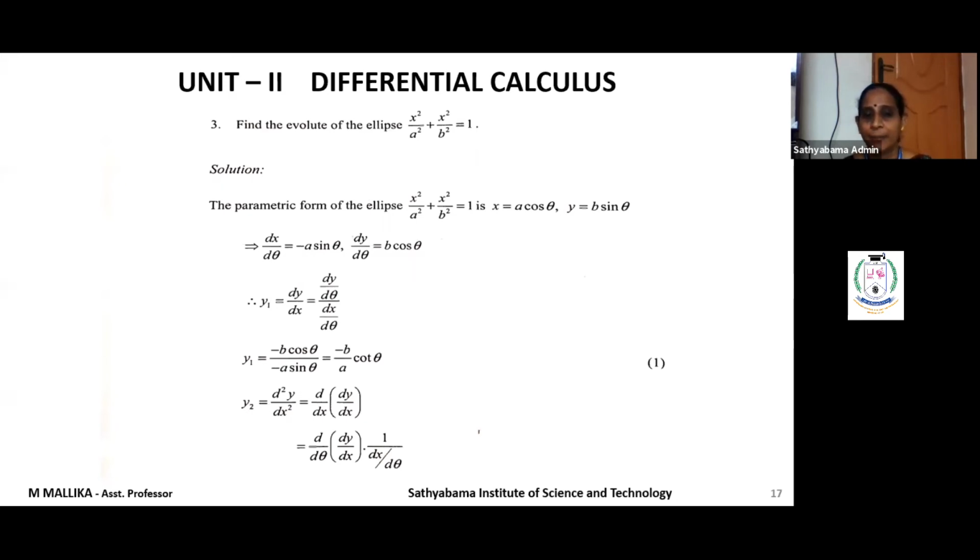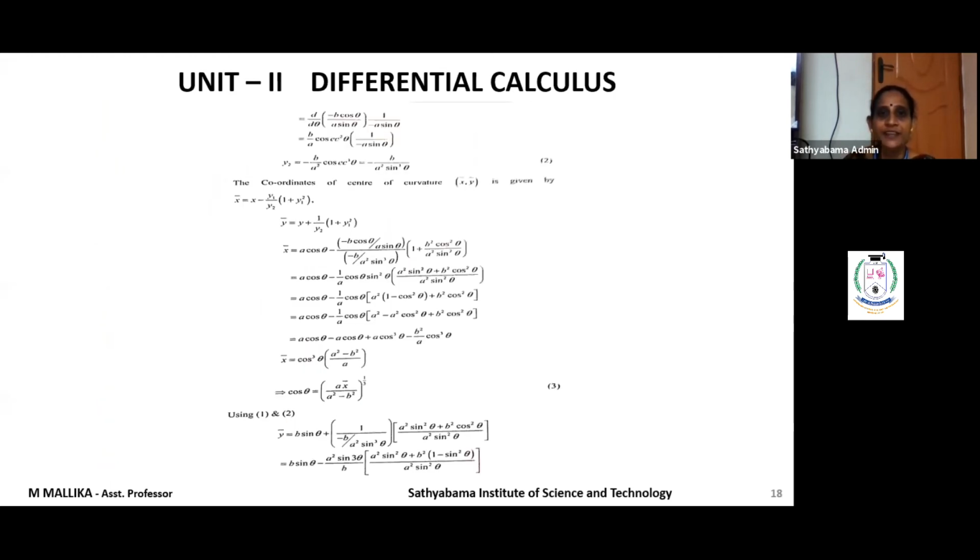Then find out dy by dx, which is (dy by d theta) by (dx by d theta), which is minus b by a cot theta. So y1 is minus b by a cot theta. Next, I have to find out y2. What is y2? The derivative of y1 with respect to x. But y1 is not in terms of x, it is in terms of theta. So differentiate first with respect to theta into d theta by dx. But what is d theta by dx? It is 1 by dx by d theta.